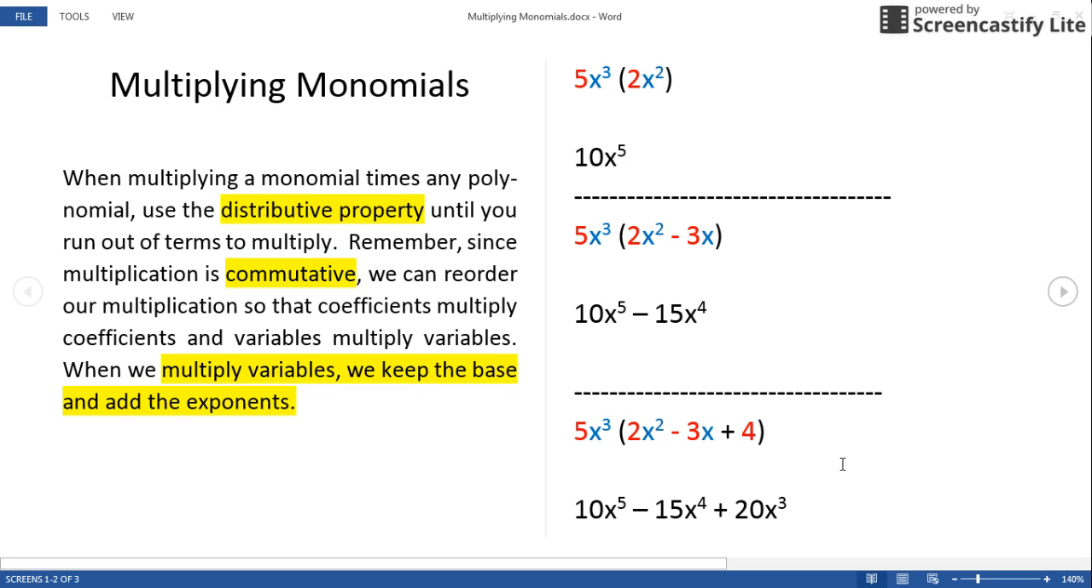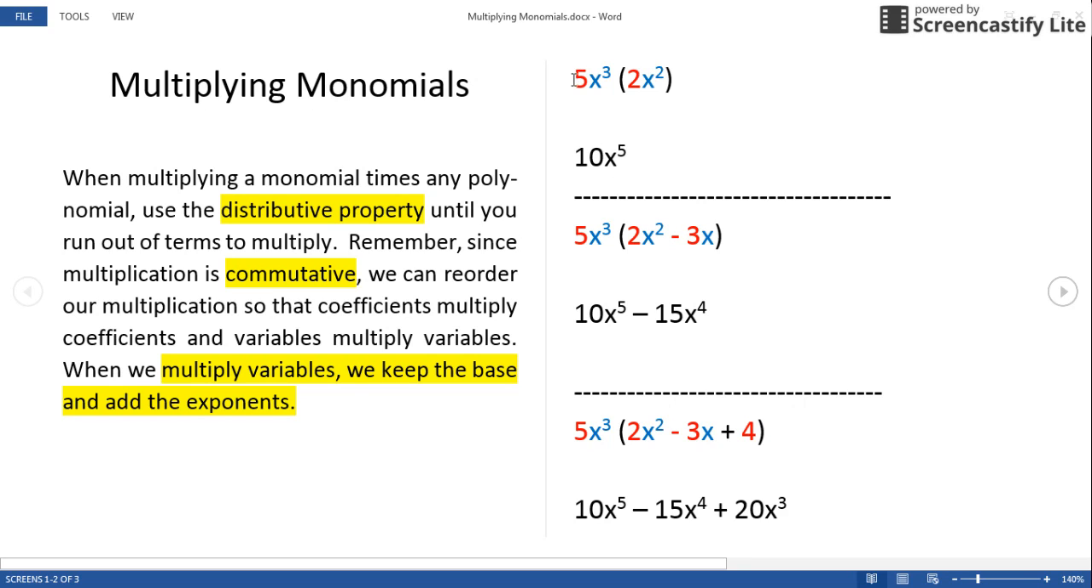Let's talk about multiplying with monomials. When multiplying a monomial, one term, times any polynomial, use the distributive property until you run out of terms to multiply. Remember, since multiplication is commutative, we can reorder our multiplication so that coefficients multiply coefficients and variables multiply variables. When we multiply with variables, remember that we keep the base and we add the exponents.